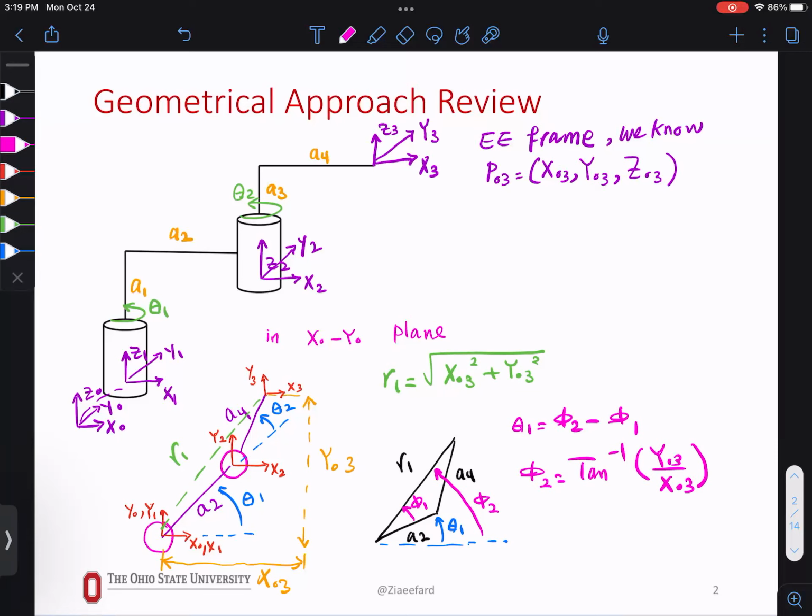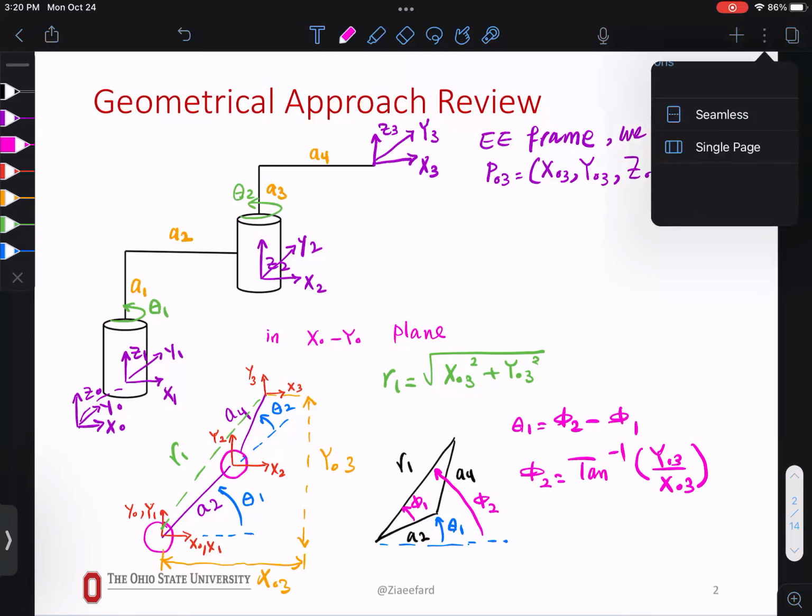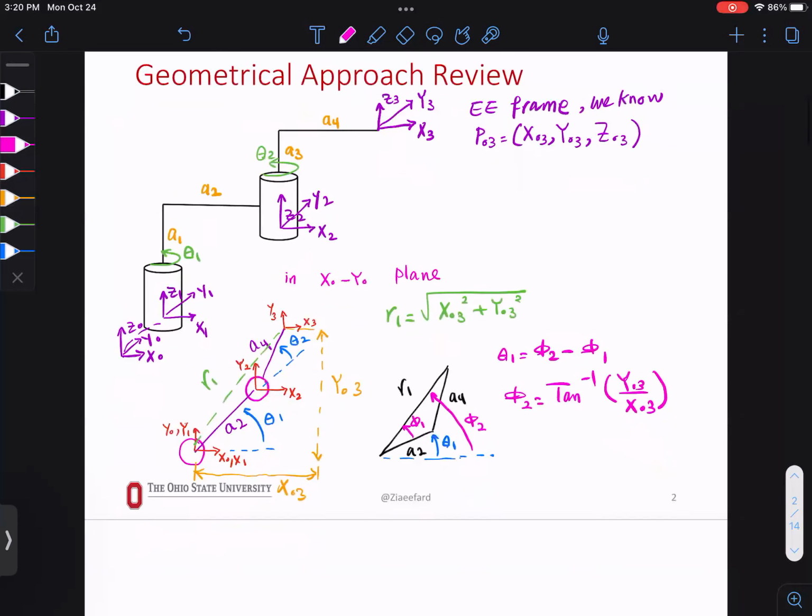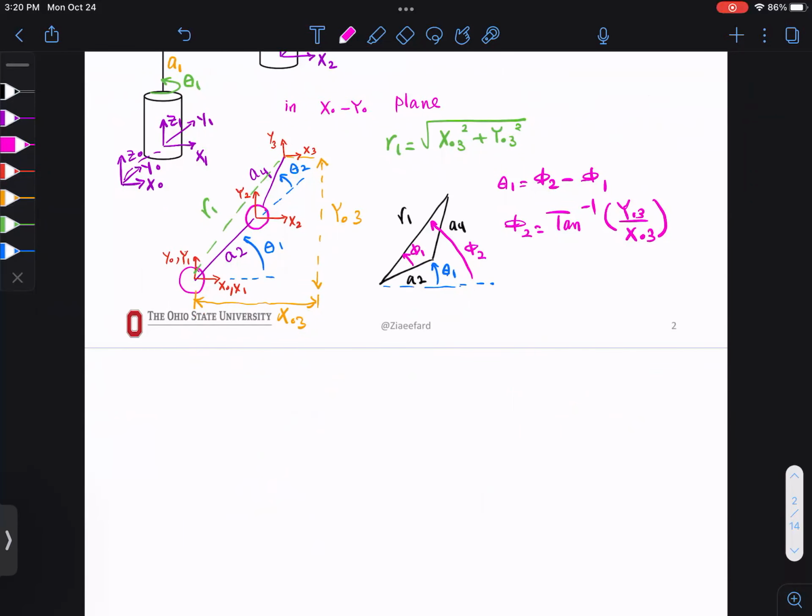Now I can use the law of cosines, right? I have this to be phi1, right? So I can write the law of cosines for phi1. I already have phi2. I can find the one, right? So just a reminder of what the law of cosines was. I'm going to keep this kind of seamless so I can actually see what happened here. Keep it in your cheat sheet, the law of cosines.